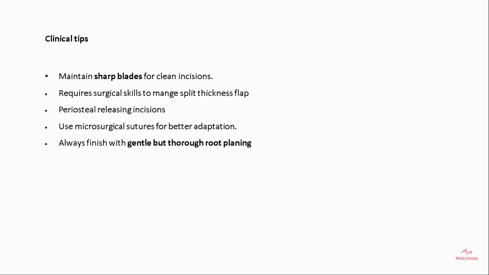Clinical tips for coronally advanced flap include maintaining sharp blades for clean incisions. It requires surgical skills to manage split thickness flap, periosteal releasing incisions when required, use of microsurgical sutures for better adaptation, and finishing with gentle but thorough root planing.